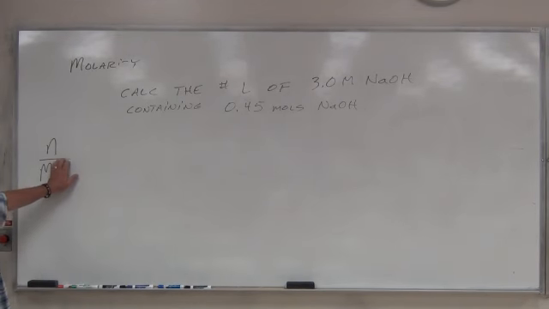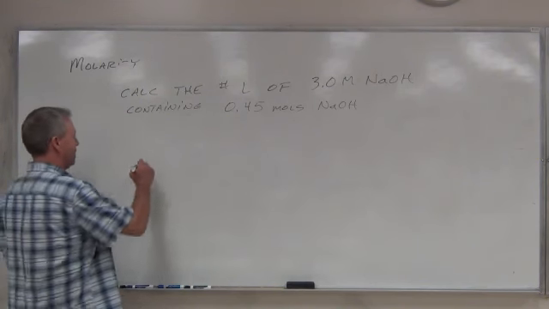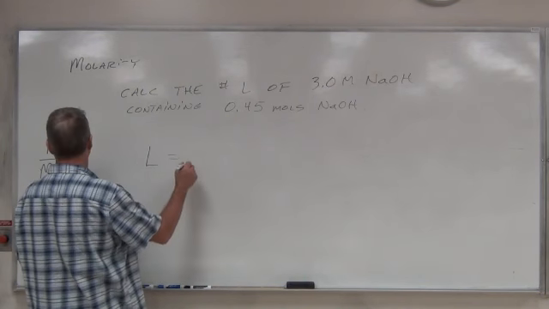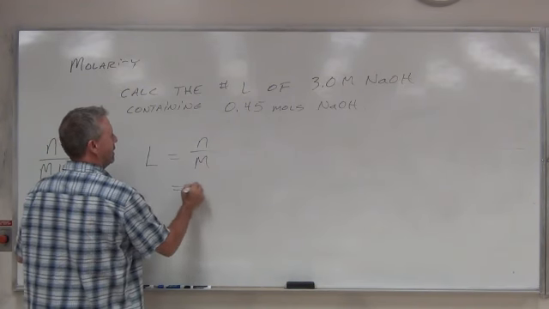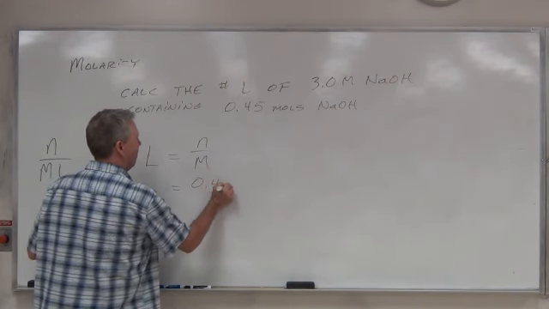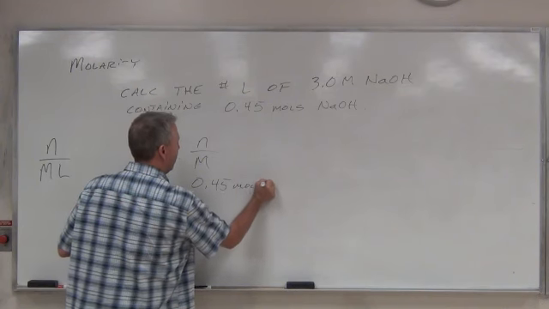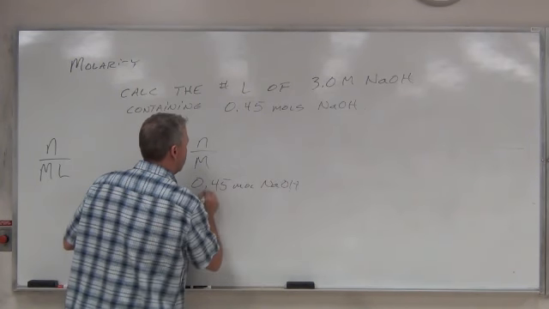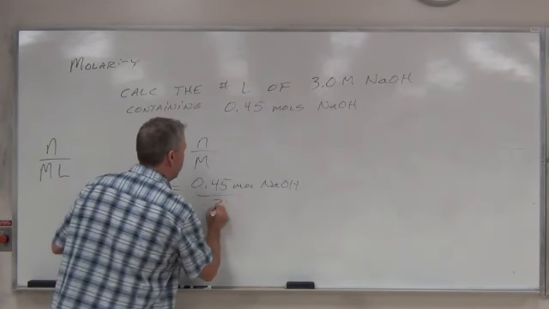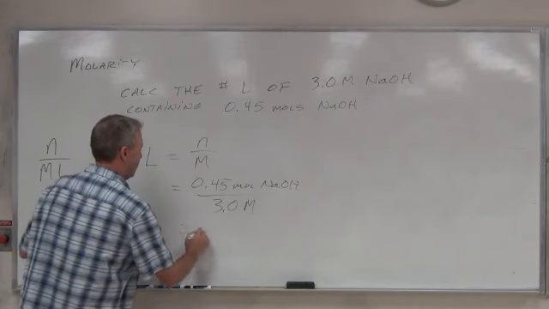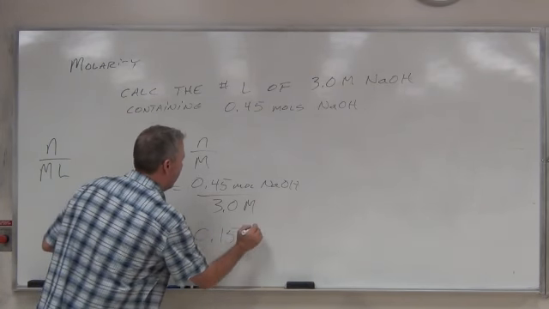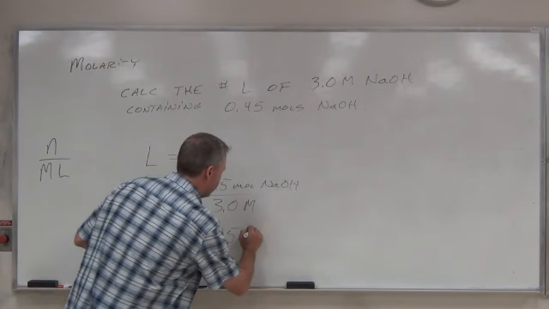We can use our formula, cover up liters, that's what we're looking for, number of moles divided by molarity. So L, volume, equals number of moles divided by molarity. That's going to be 0.45 mole of NaOH divided by 3.0 molar. 0.15. Units?